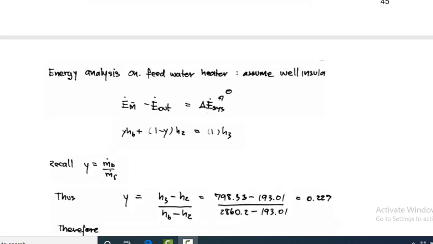And then this numerical belongs to the open feed water heater. Therefore you have to do the energy analysis, that is, use the steady flow energy equation. Then write down the energy analysis of the feed water heater: E in minus E out equals delta E system. Then put the values, and this equation can be obtained from this diagram.